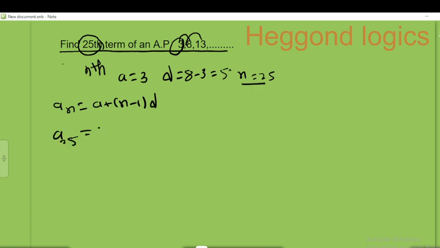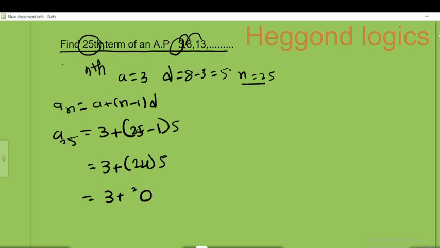a25 is equal to a value 3 plus in the bracket 25 minus 1 into 5. 3 write as it is, 25 minus 1 is 24 into 5. 3 again write as it is, 24 into 5: 5 4s are 20 and 2 will be carried, and 5 2s are 10, 10 plus 2 is 12, 120. Then 3 plus 120 is 123. a25 is equal to 123. The 25th term of the AP is 123.